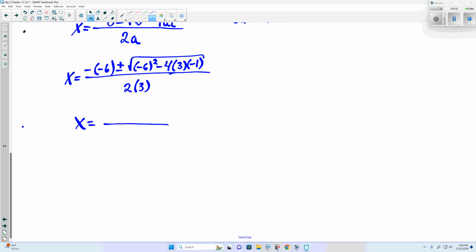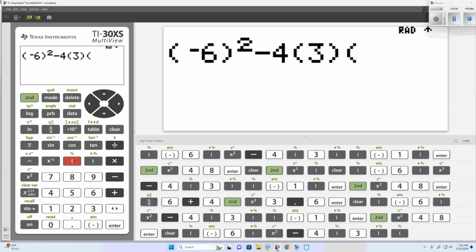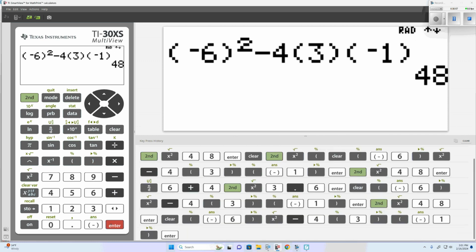Now, some of this we're going to plug into the calculator. Some of this we can do without a calculator. Negative 6 is positive 6, plus or minus. The denominator, 2 times 3 is 6. Now we're going to simplify. Negative 6 squared minus 4 times 3 times negative 1.